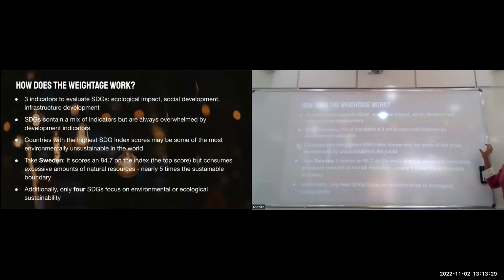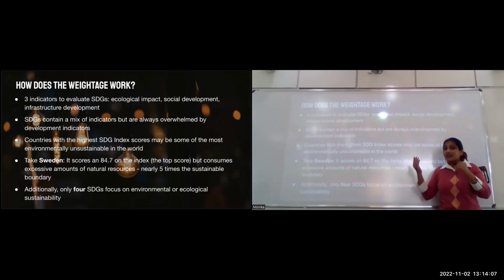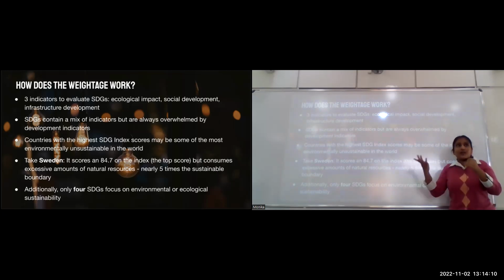Every SDG has at least 3 of these indicators, and each one has a different number of indicators. The problem here is that the indicators are mostly based on infrastructure development rather than ecological sustainability or social development. I'll give you an example. SDG 11 talks about sustainable infrastructure. You would think that you want to focus more on ecological sustainability here. Now, this SDG has 4 indicators used to measure it, and 3 out of 4 of them measure economic and infrastructure development, and only 1 talks about ecological sustainability.